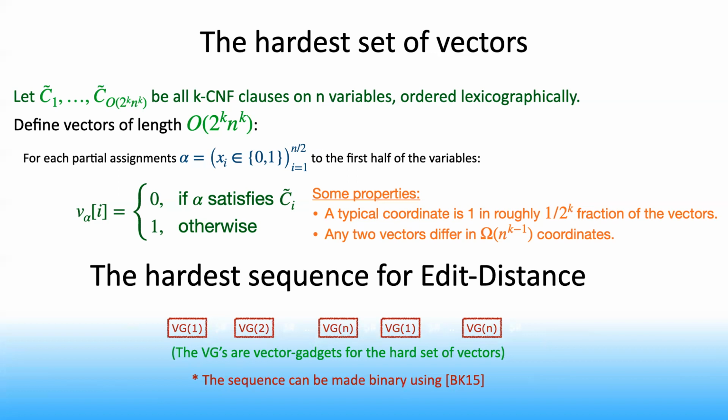And if we want to see the hard sequence for edit distance, we have to follow the reduction from OV. And what you get is a sequence that looks like this. There's some simple vector gadget encoding each vector. And all of these gadgets are concatenated with some appropriately and cleverly chosen separating symbols that are placed between them. One interesting point is that the sequence in the hardness result can be made not only fixed, but it can also be made to have a binary alphabet by the reduction of Bringmann and Künnemann from OV.